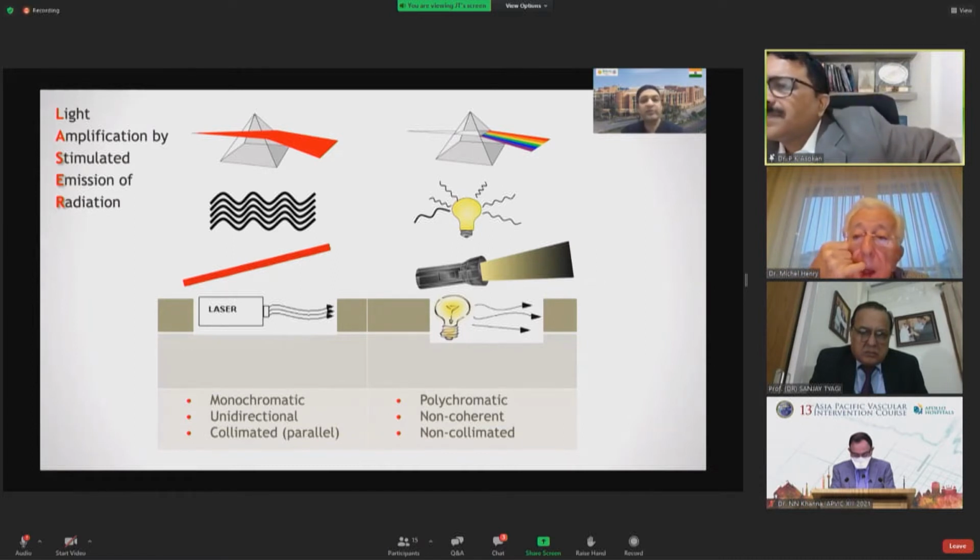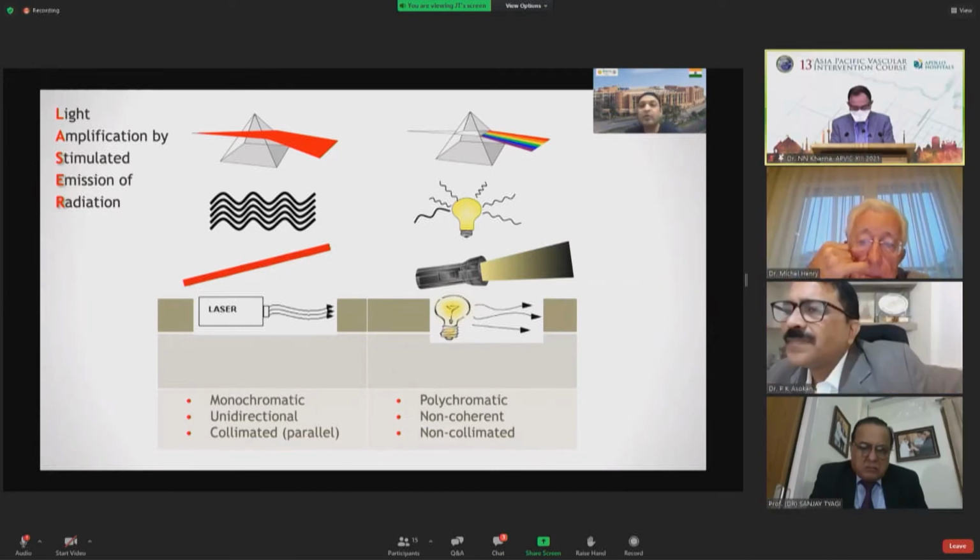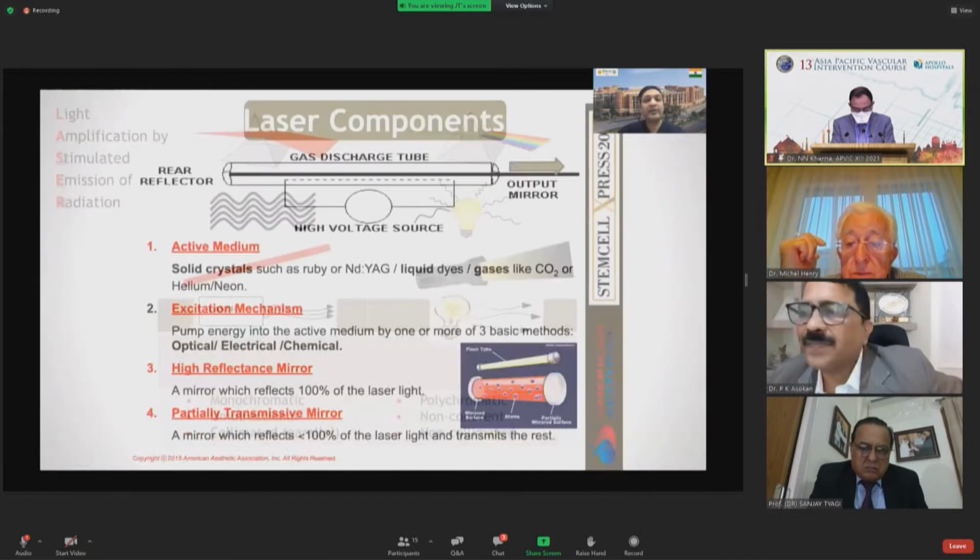Now, laser energy is different from the other energies in terms of it's monochromatic, it's only in one direction, and it's parallel to each other. So look into that picture, how does a laser light look like? And when we look into the light from the lamp or from the torch, that is polychromatic, that is non-coherent, and it's non-collimated. So that's the basic difference between the laser and the other lights.